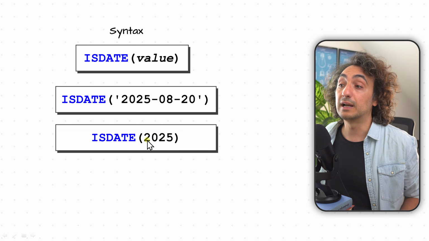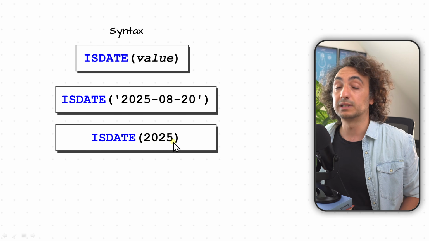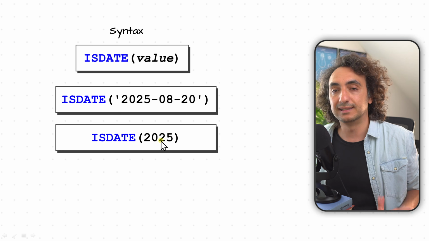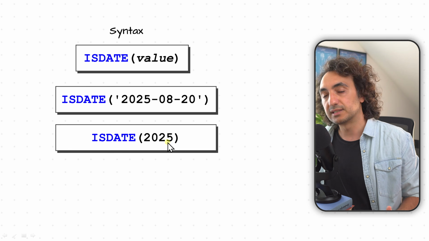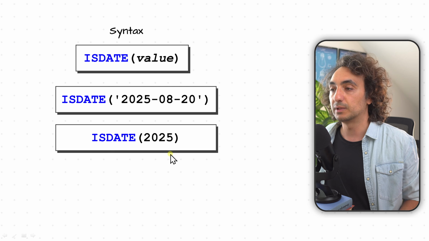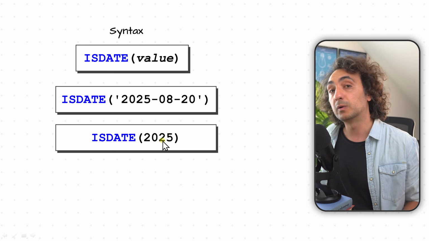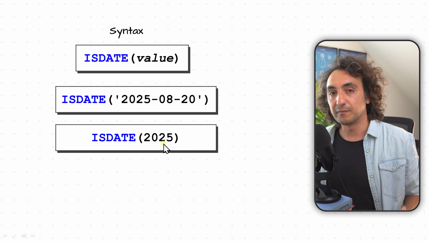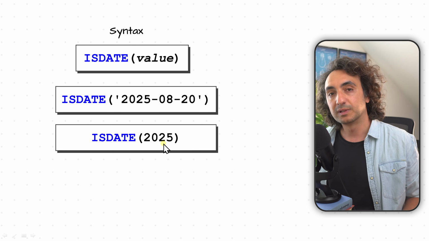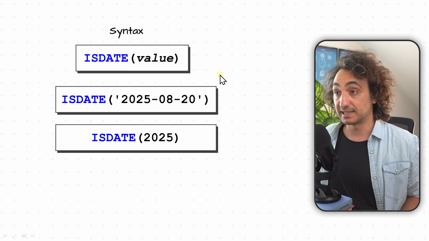Or you can specify a number like here, 2025. So is this value a date? And of course, SQL is going to accept it and say, yeah, this is a year. So you will get a 1 as well. So you can pass a number or integer as well. You are just checking whether the values are suitable enough to be a date. So that's all about the syntax of the ISDATE.